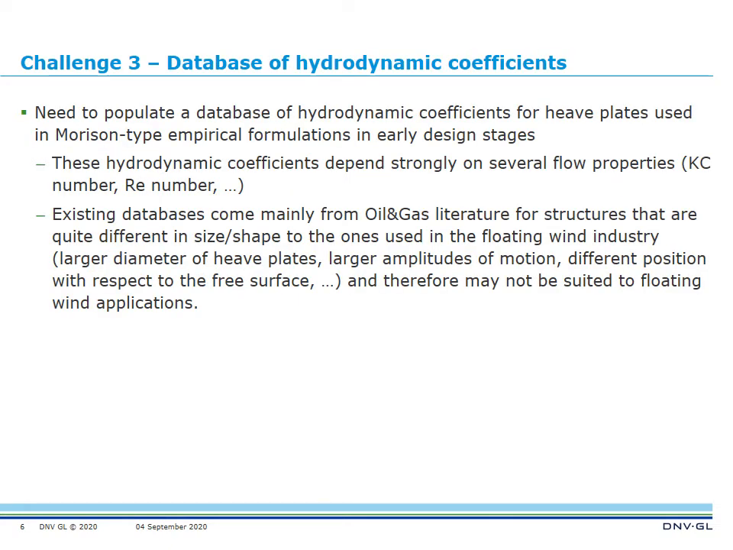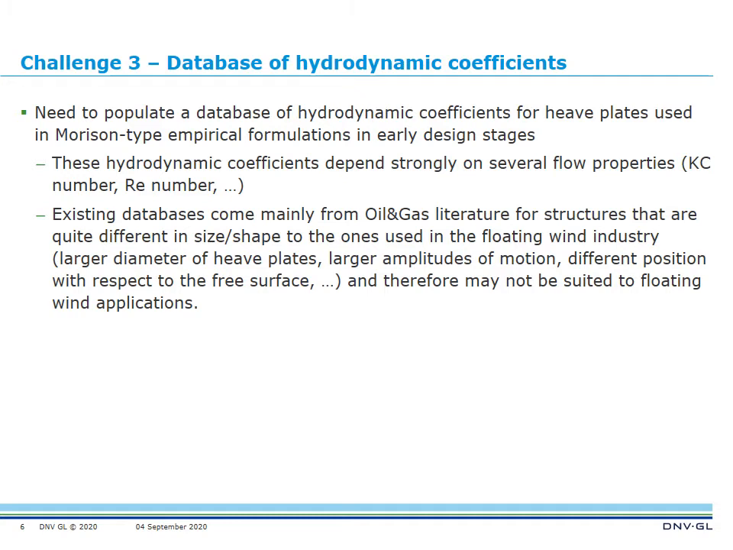So if we stay in the context of engineering models, Morrison's equation is commonly used in early design stages to calculate hydrodynamic loads on floating wind platforms. And this equation relies on drag and inertia coefficients, which in turn depend strongly on several flow parameters, so the Keulegan-Carpenter number, the Reynolds number, and probably also on surface roughness as well.